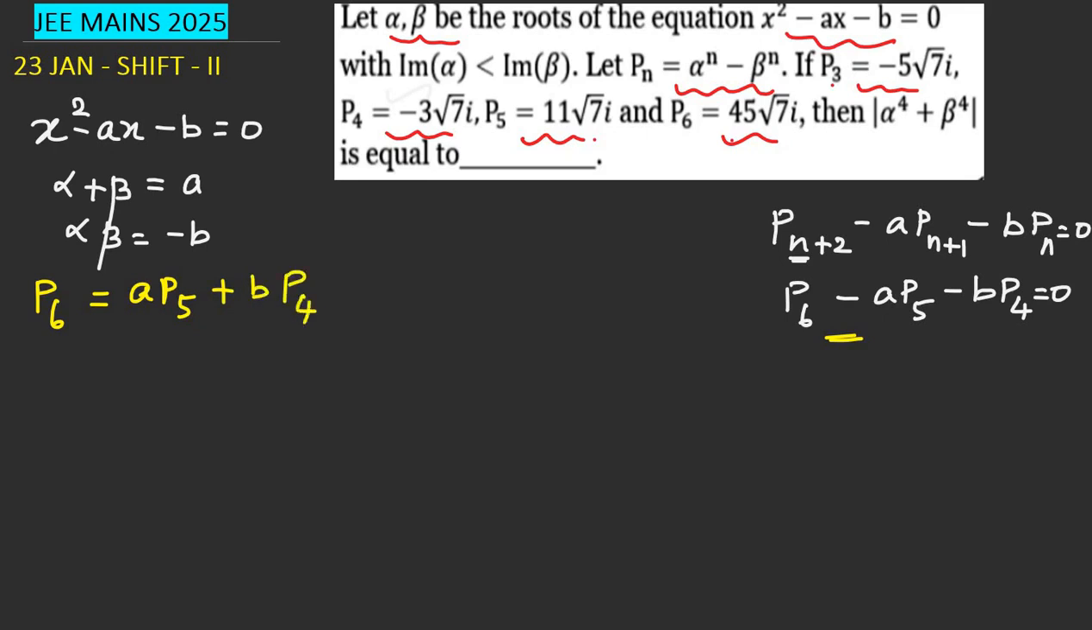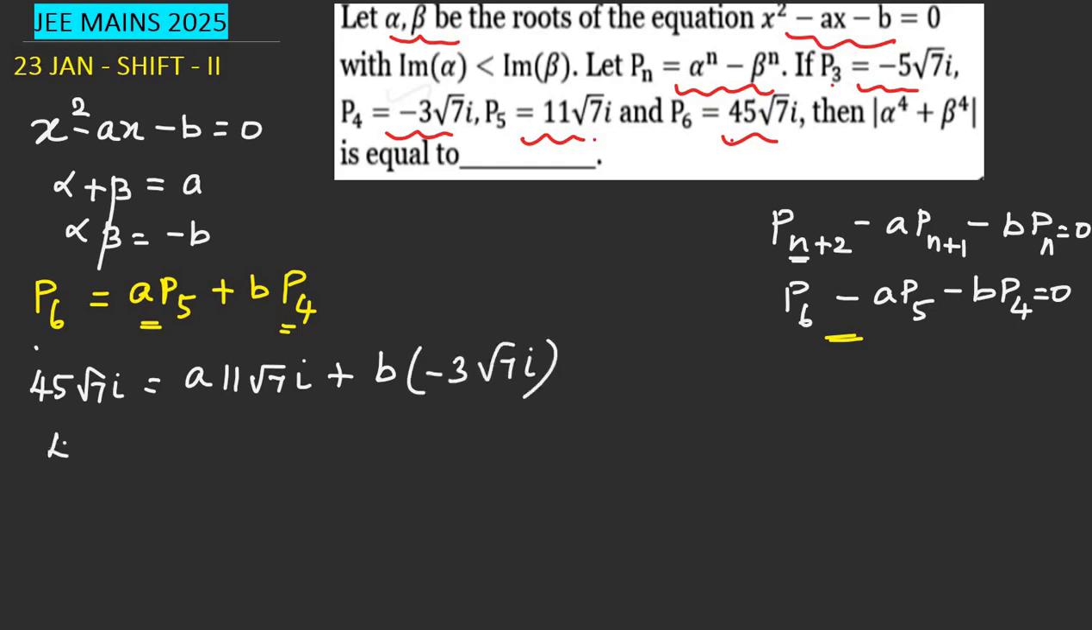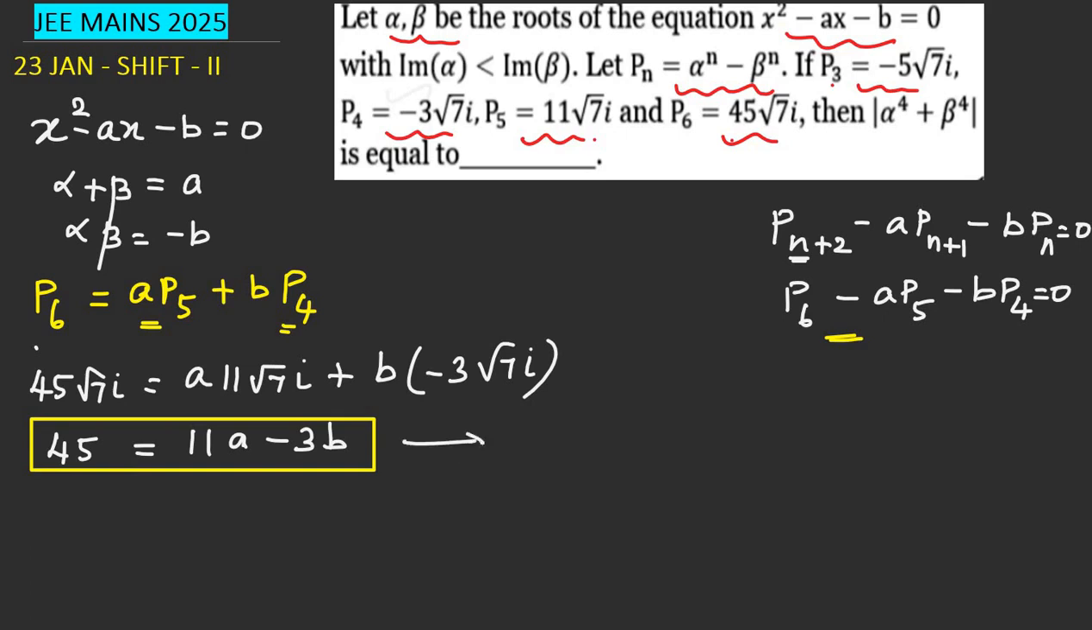Now let me substitute the values of P5 and P4 from the given question. P6 is equal to 45 root 7i, is equal to aP5, given to be 11 root 7i, plus bP4, given to be minus 3 root 7i. Now dividing the equation throughout by root 7i, we get 45 is equal to 11a minus 3b. Let me take this as equation number 1.